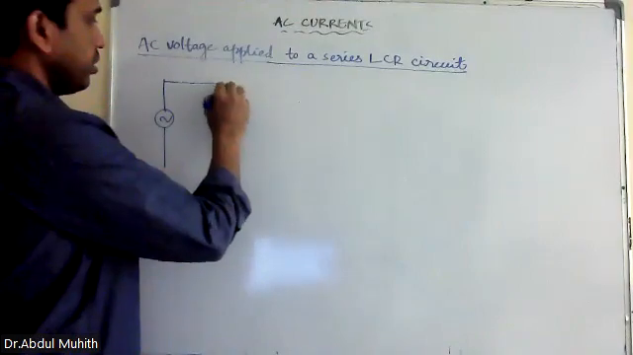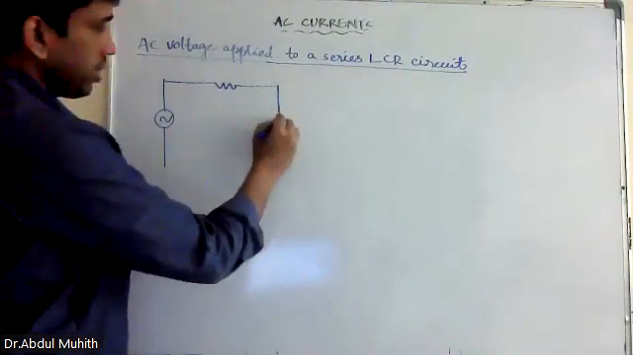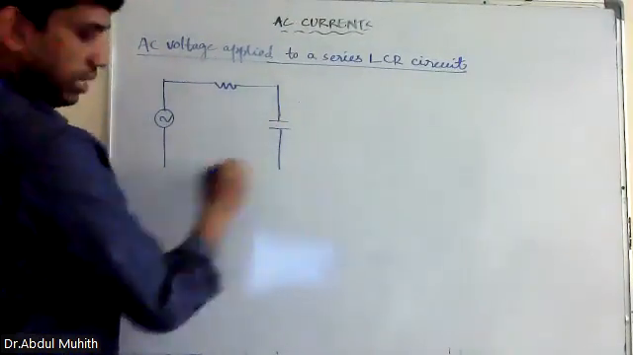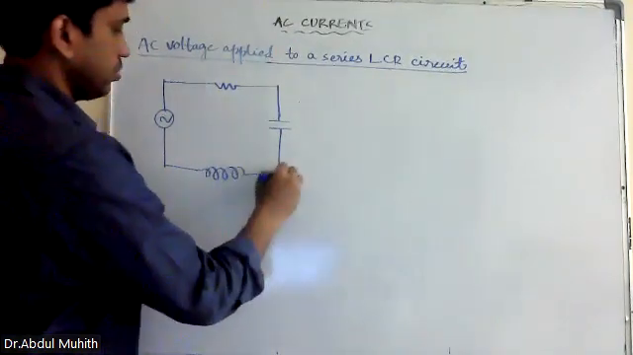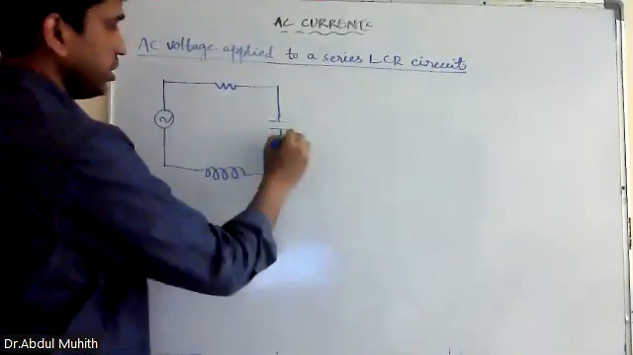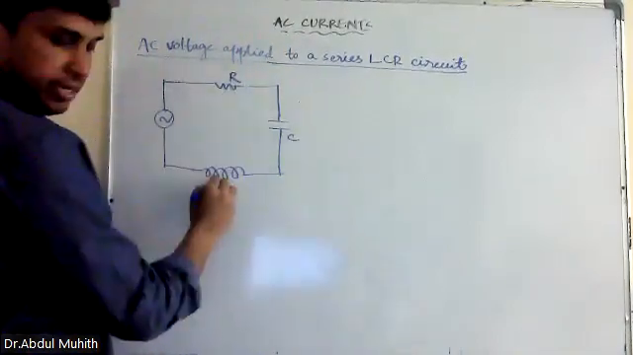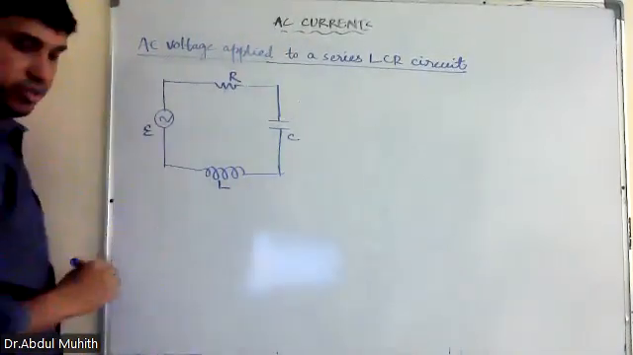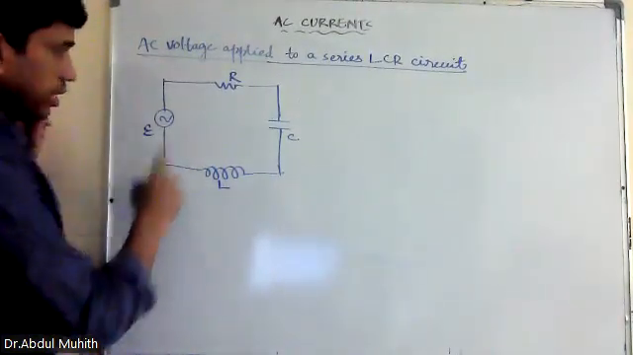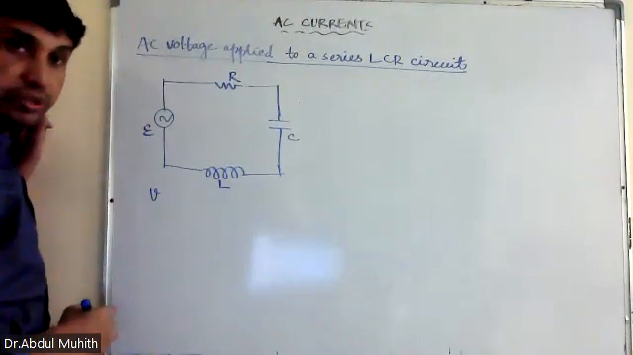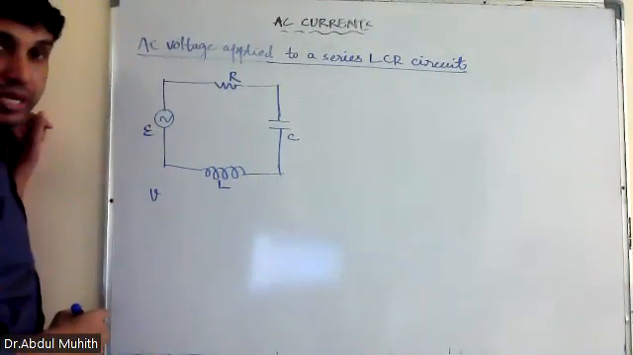So we have a resistor, and then we have a capacitor here, and then we have an inductor. Here we have capacitor, resistor, and inductor. This is EMF. Okay. Now, what is the formula here? We have the formula V is equal to what? There are 3 components connected in series: resistor, capacitor, and inductor.